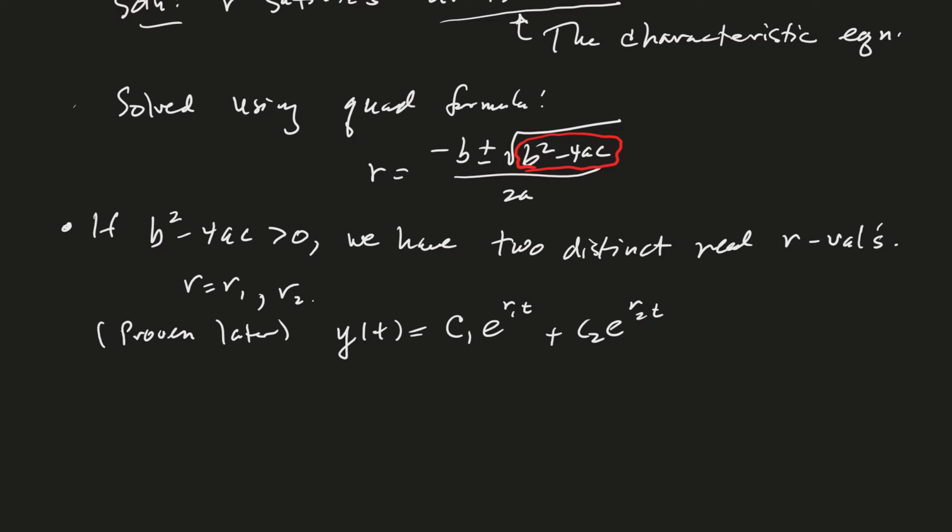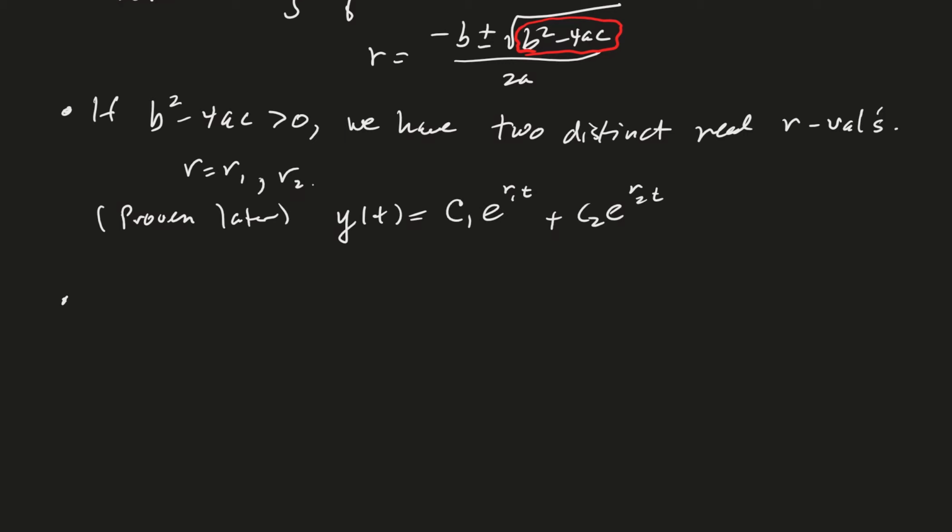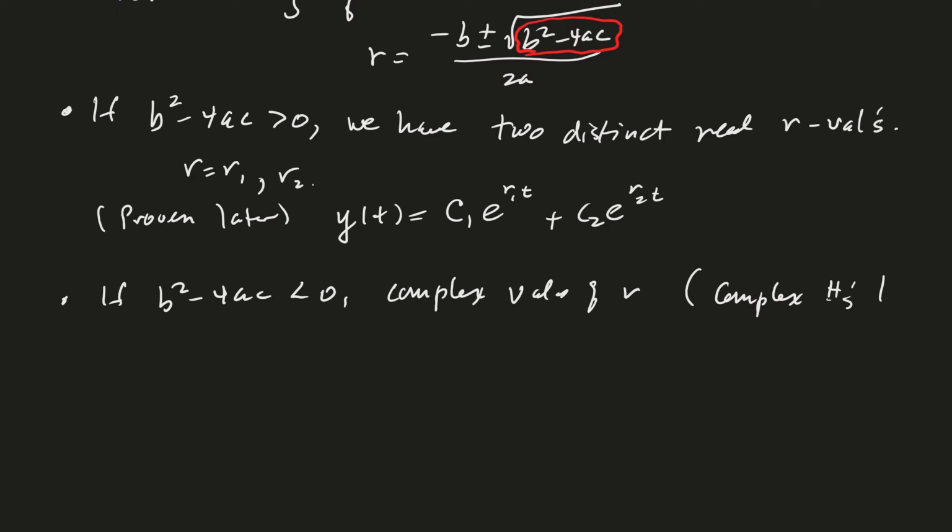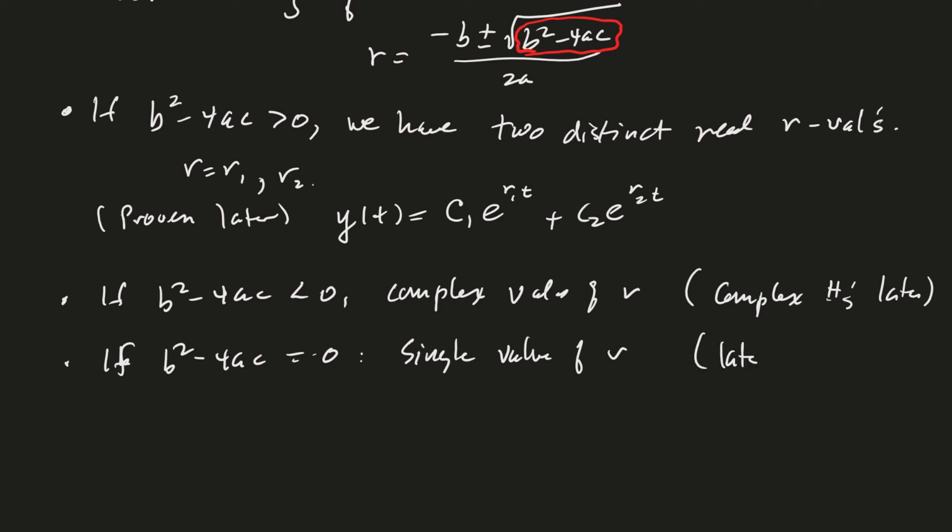Okay, now what happens in the other two cases? If b squared minus 4ac is negative, we have complex values of r, and so we're going to have to look at complex numbers later. Okay, so that'll be in a future section. And finally, the other case we'll look at later is what happens if b squared minus 4ac is 0. So that only gives us a single value of r. And so that's also going to be taken care of later.